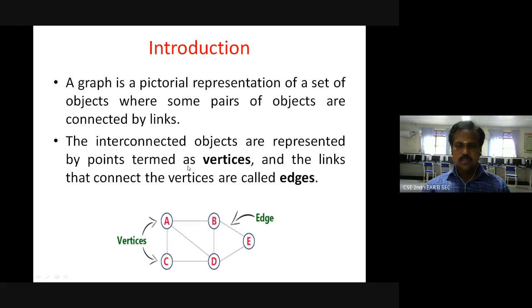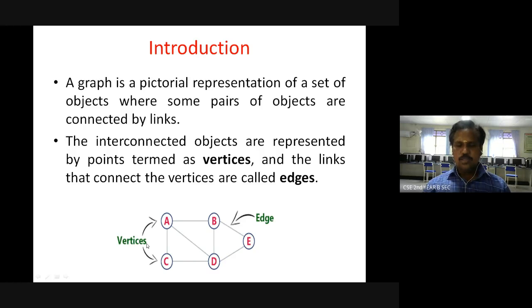Here is the diagram and also the introduction to the graph. A graph is a pictorial representation of a set of objects where some pairs of objects are connected by links. There is a link between A and B, B and E, D and E, B and D, A and D, A and C, C and D. These are all links. The links are called edges. If there is a path between B and E, that is called an edge. If there is a path between A and B, there is an edge. And also A, C, B, D, E: these are all called vertices.